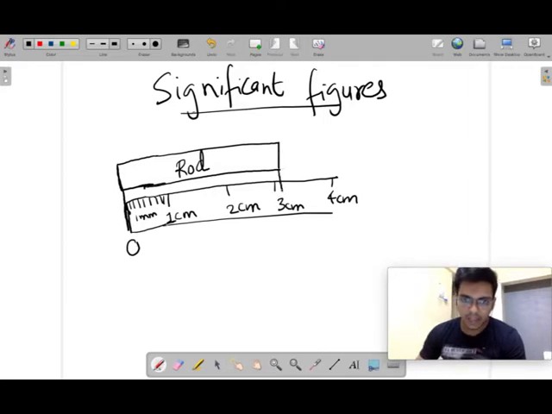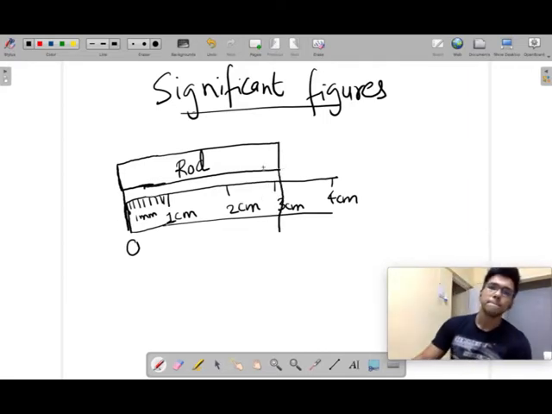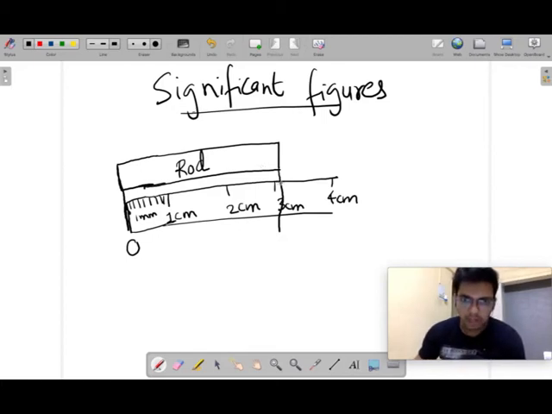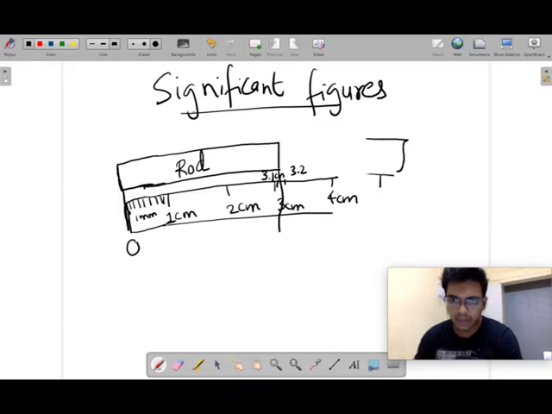Now let's say the rod end lies somewhere here. Now we know it is 3 point something. So what you will do next is look at the next mark here. Here it may be the 3.1 mark. So 3.1 centimeters; this 0.1 means it is 1 mm, and here there is 3.2 centimeters. Your rod's end lies somewhere between 3.1 and 3.2, and now there is an uncertainty there.